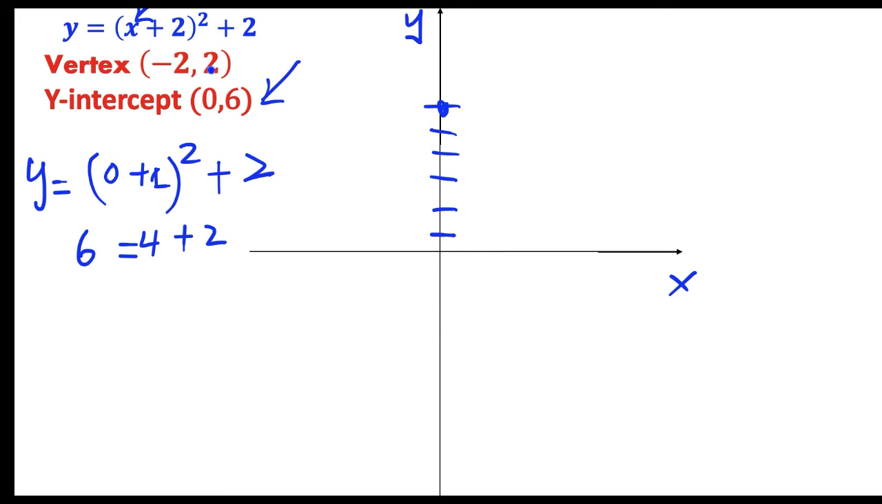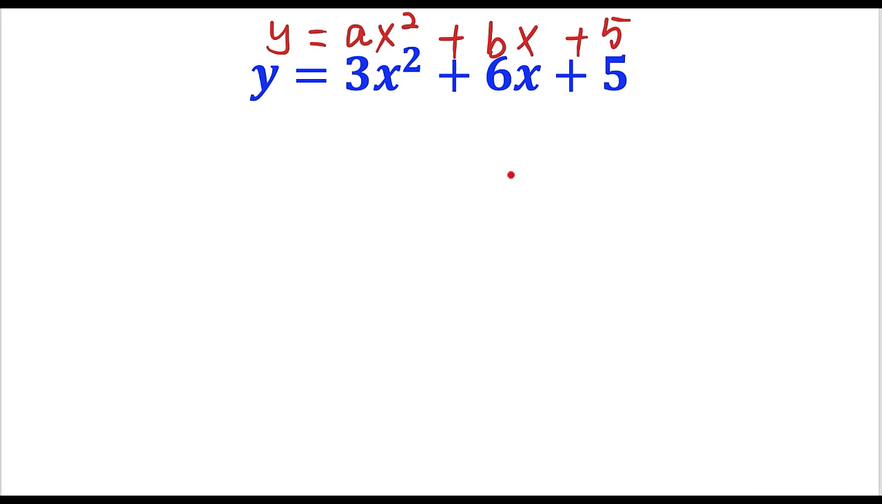And then we also have our vertex, which is negative 2 and 2. We also know a is bigger than 0, so the graph is going upward and passing through this y-intercept. So this is the parabola. Then this is the graph. So this is the end of the first example. Then we can go ahead and try the second example.